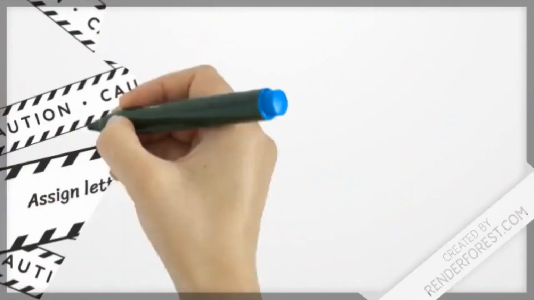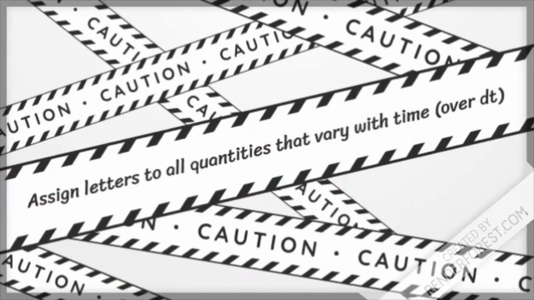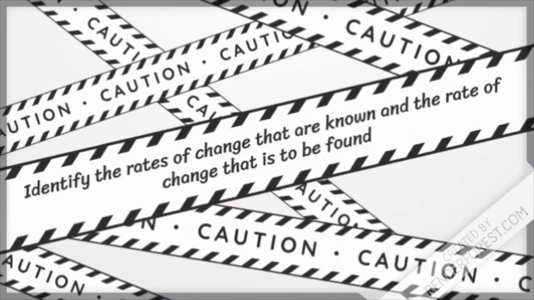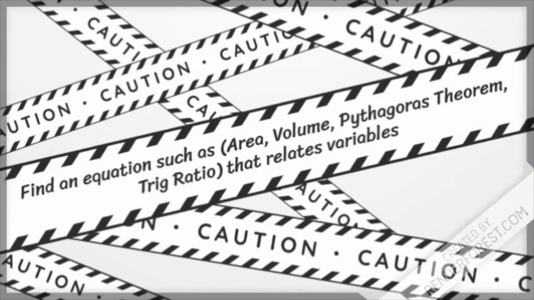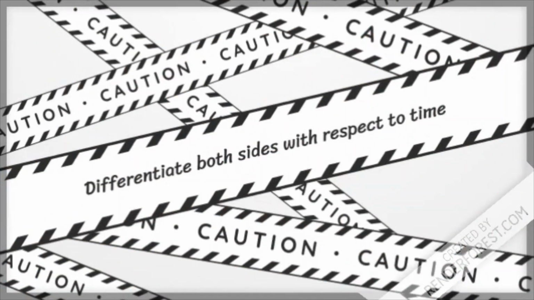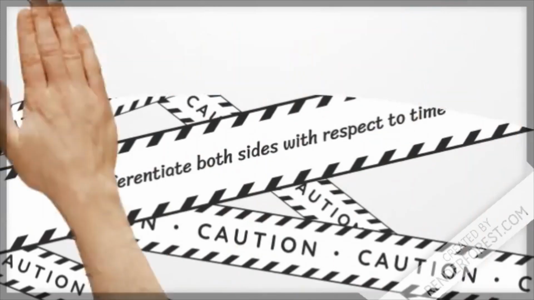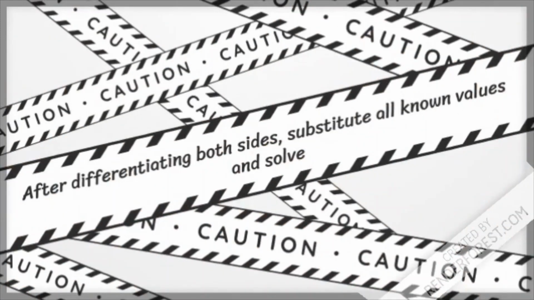First step is to assign letters to all quantities that vary with time, which means over dt. Second step is to identify the rates of change that are known and the rate of change that is to be found. Third step is to find an equation, such as area, volume, Pythagoras theorem, and trigonometry ratio, that relates the variables. Then differentiate both sides with respect to time. And lastly, after differentiating both sides, substitute all the known values and solve the problem.